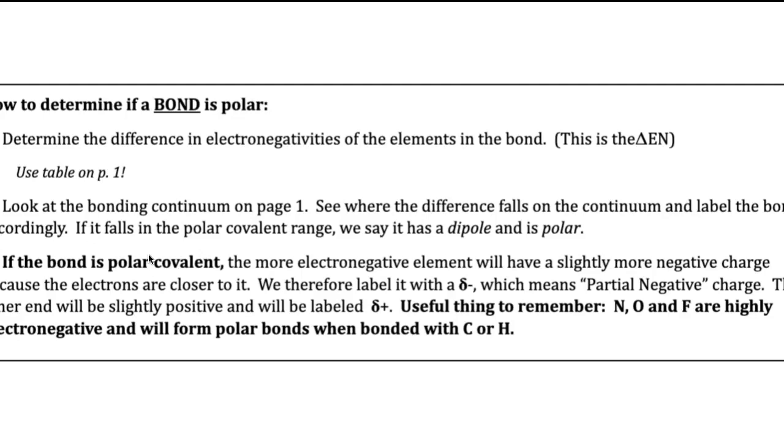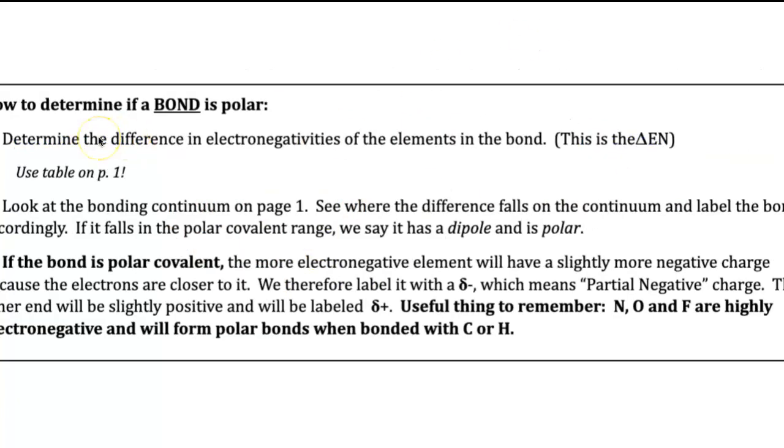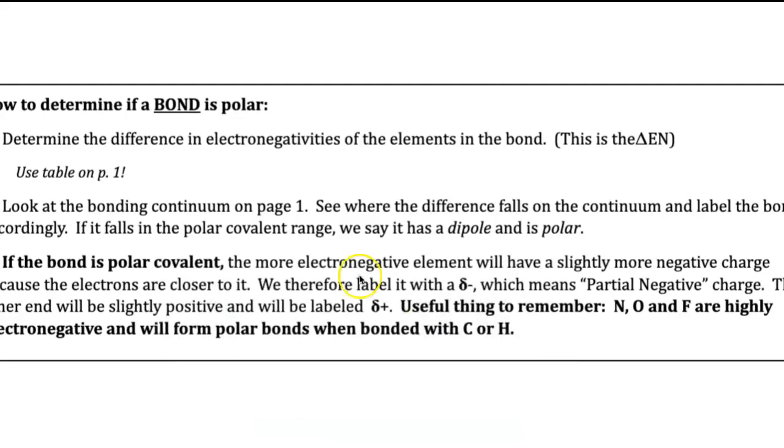You will need to do lots of determining if a bond is nonpolar covalent, polar covalent, or ionic. How do we determine if a bond is polar? We'll follow these steps here. First, we need to determine the difference in electronegativity of the elements. We'll use the electronegativity chart that is on the first page of this packet. Next, we'll look at the bonding continuum that we also see on the first page. We'll see where the difference falls, and then label it accordingly. Is it ionic, polar covalent, or nonpolar covalent?